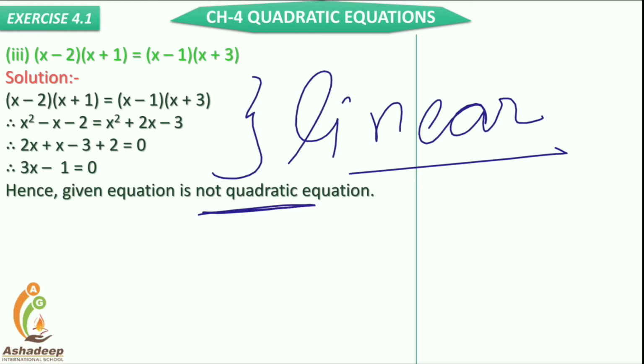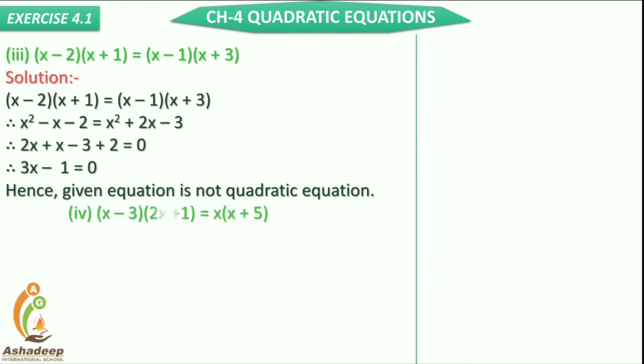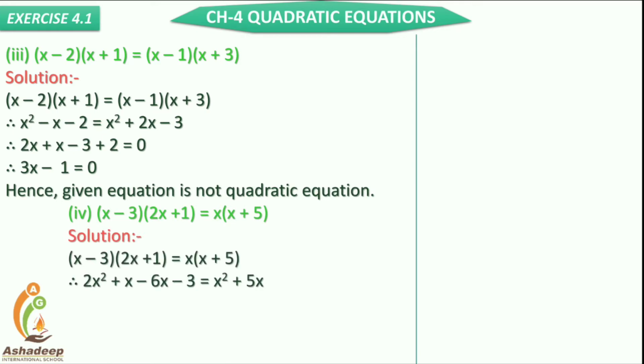Why linear equation? Because it has a highest power, or you can say the degree, 1. Right, same here. You can just open up the bracket, and that is x into 2, 2x square, x into 1, x, 3 2s are minus 6, 3 1s are minus 3, x into x, x square, x into 5, 5x. Now x square will come to this side, so it becomes minus, right? So 2x square minus 5x minus 3 minus x square minus 5x.